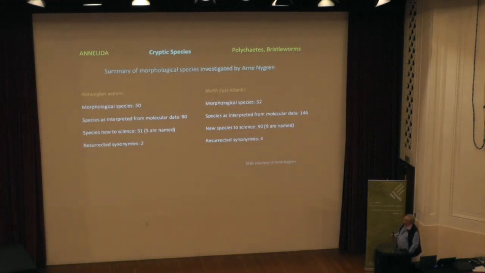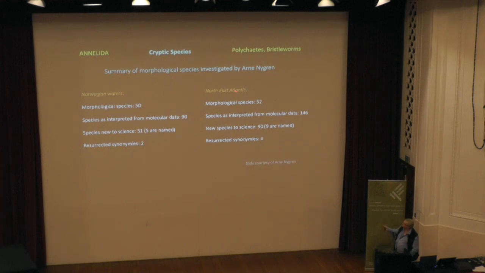So part of Arne's work is these cryptic species. This is not my work, but it's just to illustrate. He's looking at 50 morphological species. He does the DNA work. He actually finds there's 90 there. 51 of them are new to science, but only 5 of them are named so far.